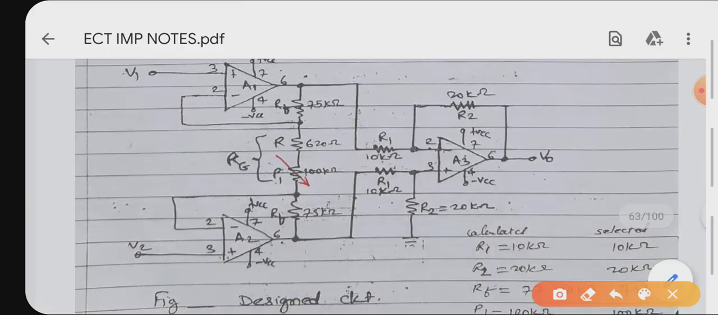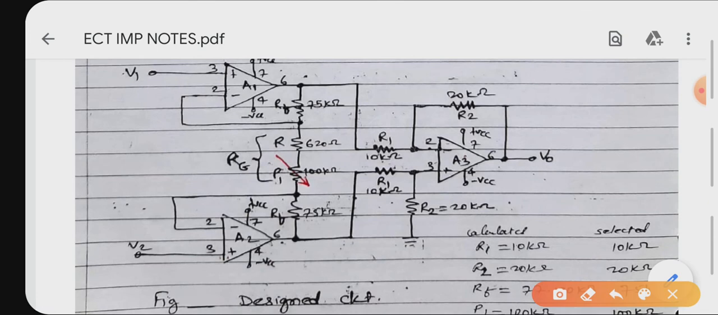Okay, here you can see there are 3 op amps. RF and RF are the same resistors having the same value, 75 kilo ohm. R is 620 ohm, P1 is given in the problem as 100 kilo ohm. Then this R1 and R1 have the same value, 10 kilo ohm, which you have just calculated. This feedback resistor R2 and this again R2 are equal to 20 kilo ohm, having the same values. Op amps A1, A2, A3 with plus VCC and minus VCC.